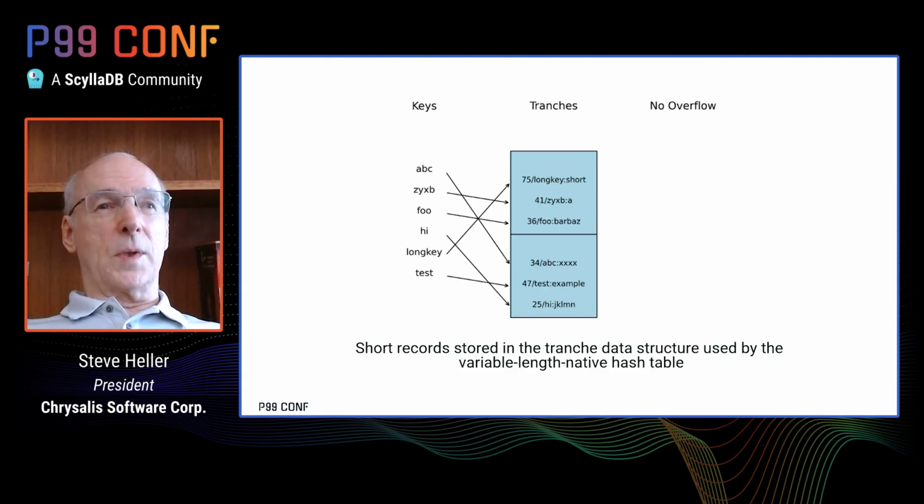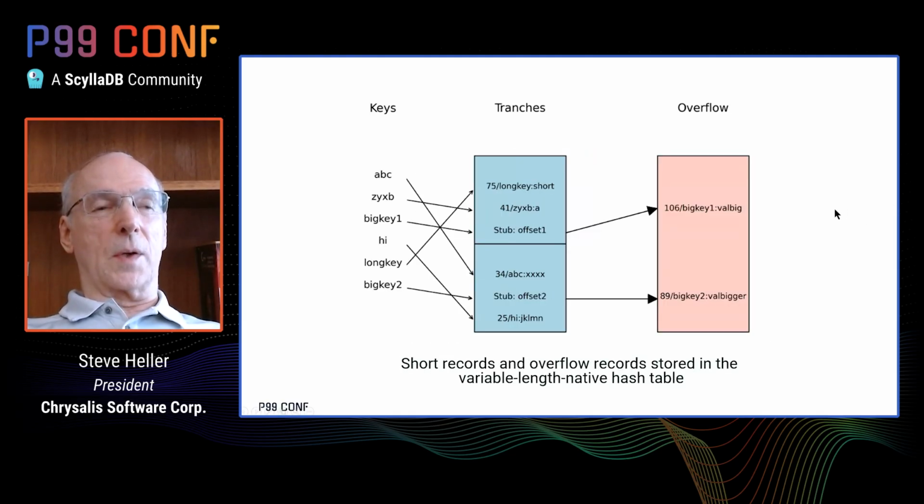We can't increase tranche sizes indefinitely without wasting space or hurting scan efficiency. So instead, we store an index record in the appropriate tranche, and it points to the actual record in a separate overflow space. So the index remains the primary hash table.